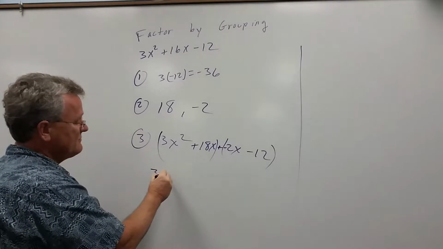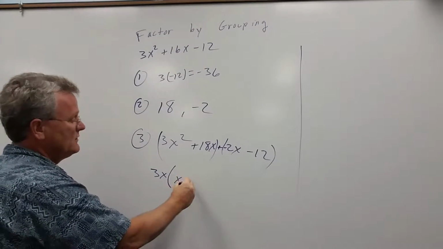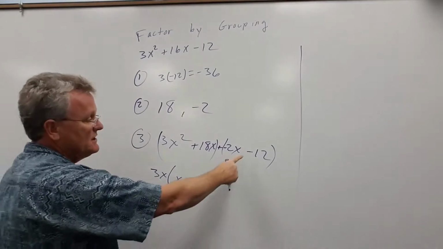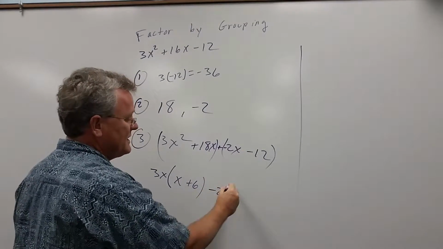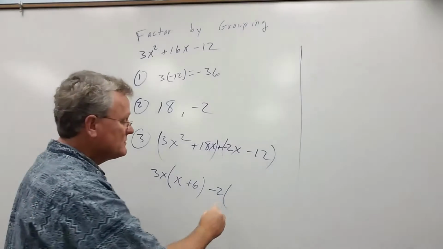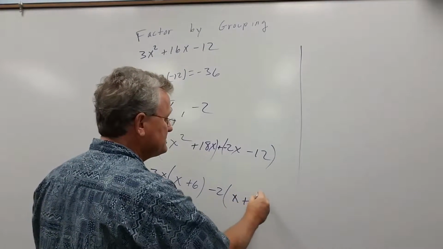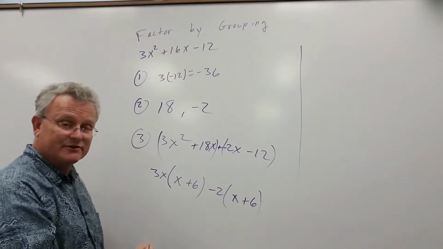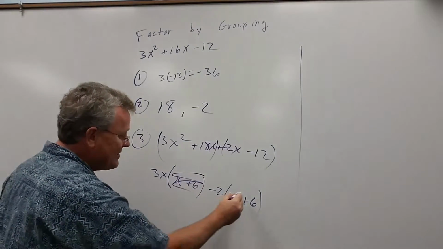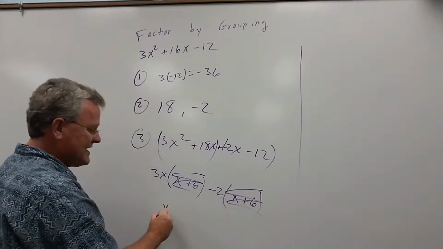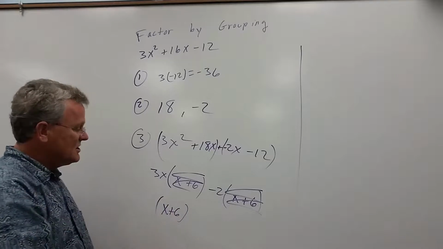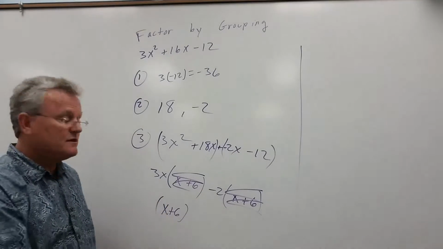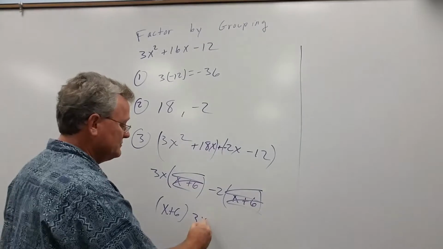Here we factor out a 3x, and we get x plus 6. Here we can factor out a negative 2, and again we're left with x plus 6. Now when we factor out x plus 6, we are literally taking it out. So when we take out the x plus 6, we can see what we're left with is 3x minus 2.